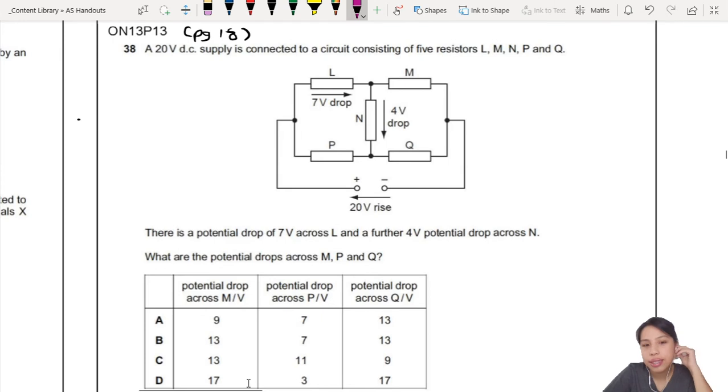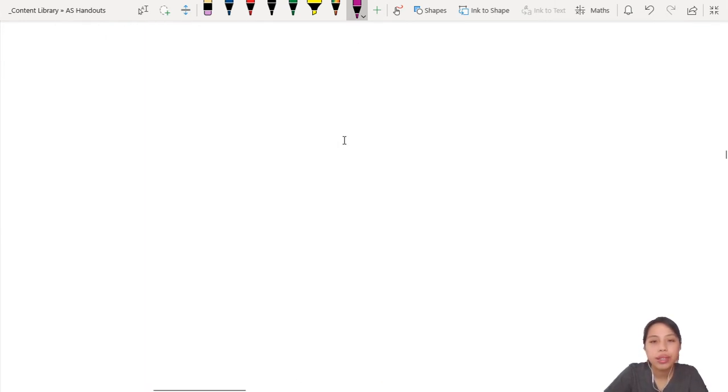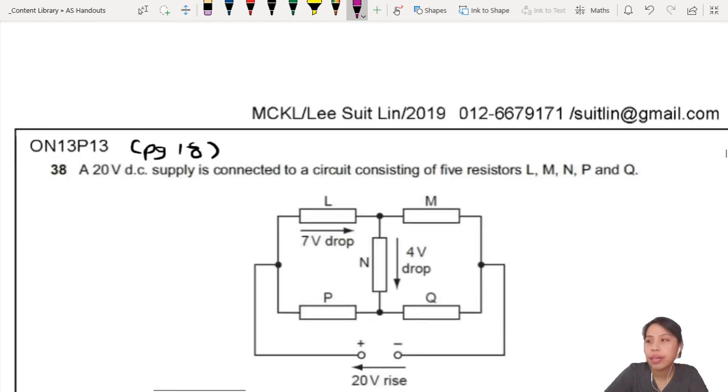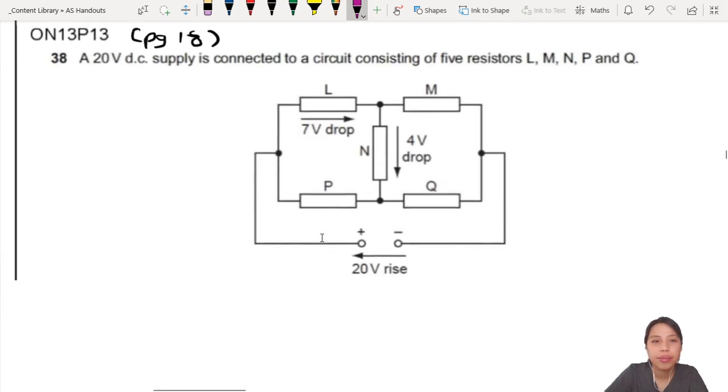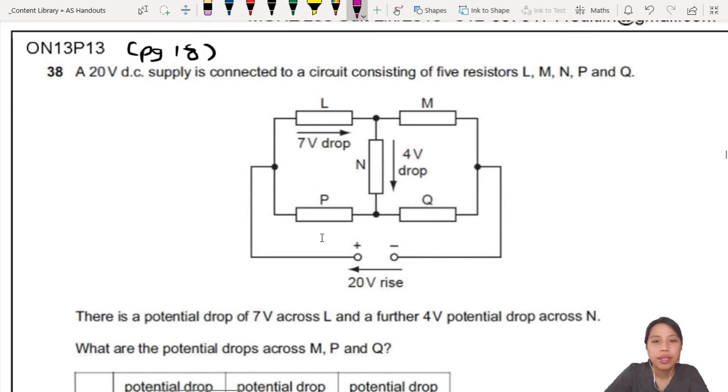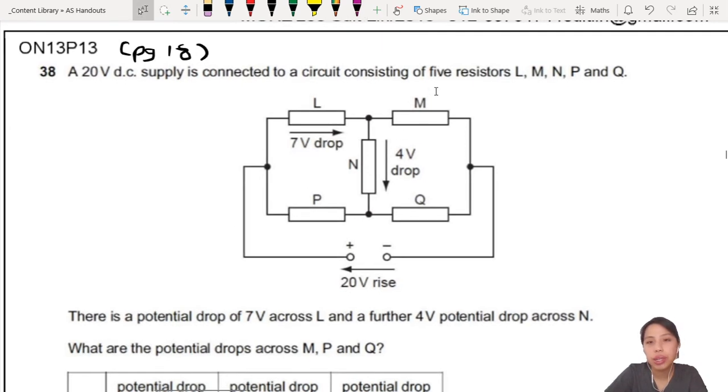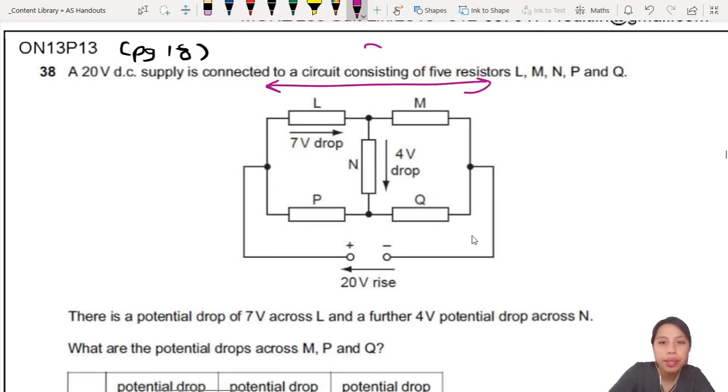Okay, let's look at this thing. Potential drop, they gave us choices. Okay, but let's just zoom in a bit. Oh my, what happened to my screen? There it is. Now, how do we find the missing potential drops across M, P, and Q? You may think of our old school way. You say, Miss, these two lines are parallel, right? This line and this line. Yeah, they're parallel, so you could say this whole thing, potential is 20 volt. The potential across PQ should also be 20 volt.